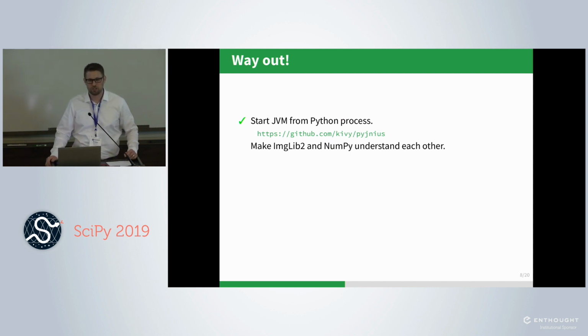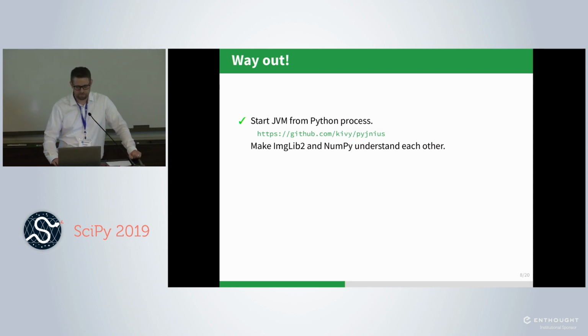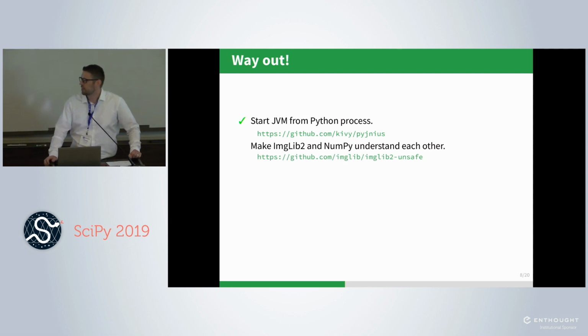On top of that, we need to have a layer that enables ImageLab2 and NumPy to communicate with each other, so we can modify data without copying. First, I created this ImageLab2 unsafe library, which uses internal methods of the Java runtime environment to expose native memory to ImageLab2, and now ImageLab2 data structures can read and write into native memory.